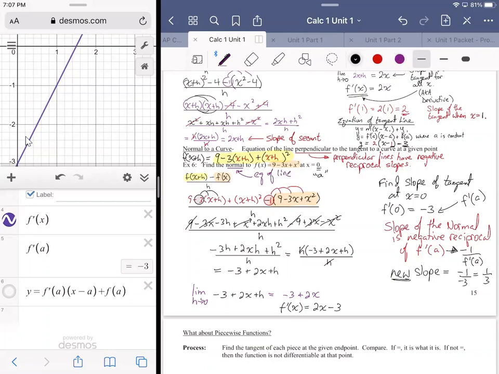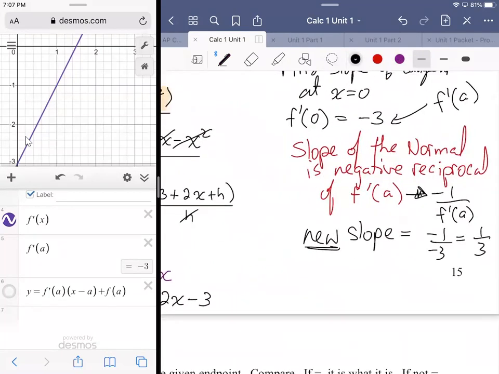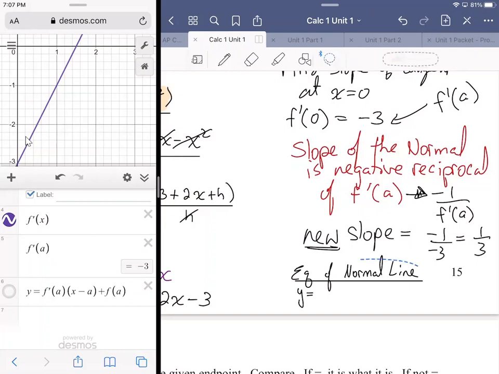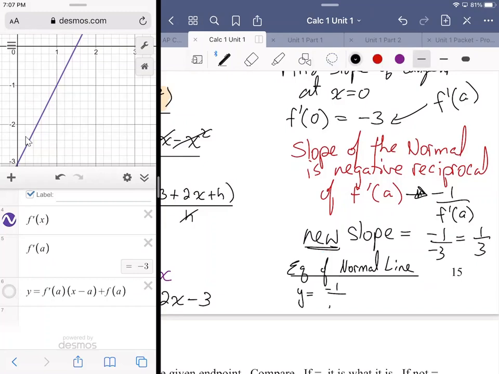So my equation of the normal line would be in the form of y equals, really the only thing that's going to differ is the slope, because the point will be the same. So y equals -1 over f prime of a times x minus a plus f of a. All right. So let's get the coordinates of the function itself at that location.